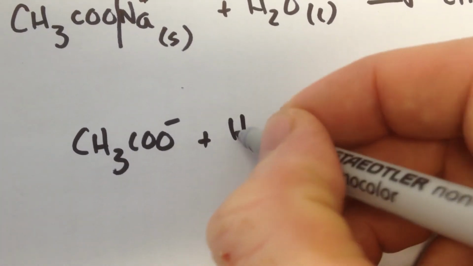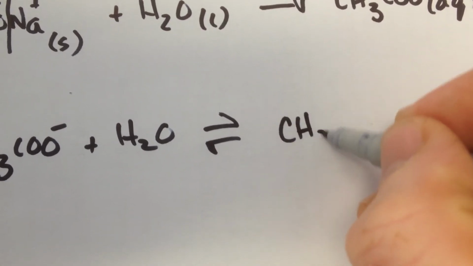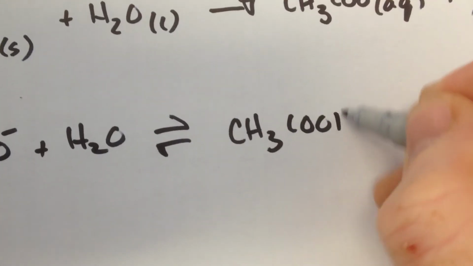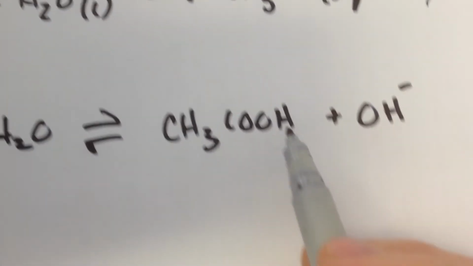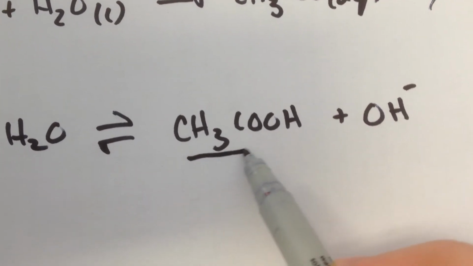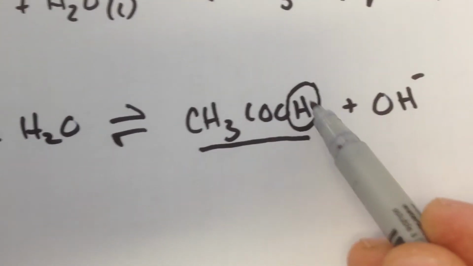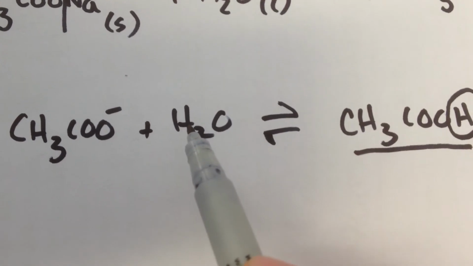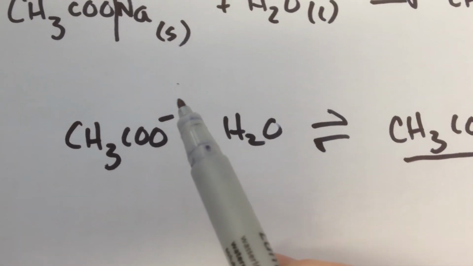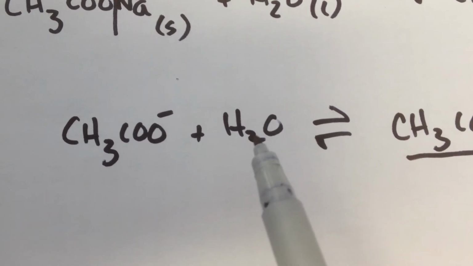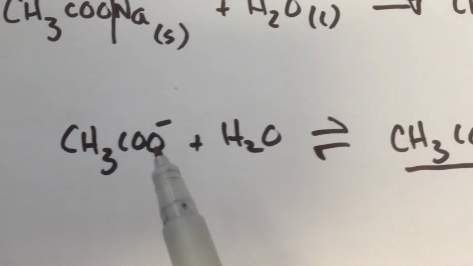CH3COO- in the presence of water will, in large part, form CH3COOH and leave behind OH. Again, don't be confused. This can only be called an acid if it ends up donating the hydrogen. It got its hydrogen from water because it's so weak. Therefore, water, if you like, has donated the hydrogen. It's acted as an acid, and this has acted as the base that's accepted that proton.